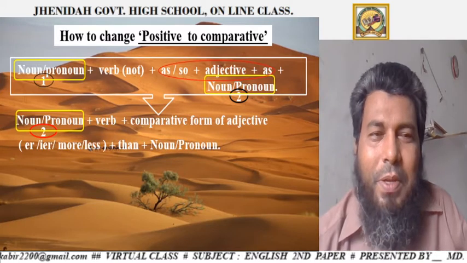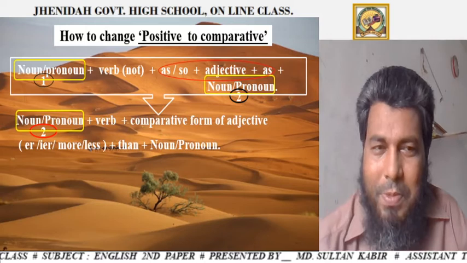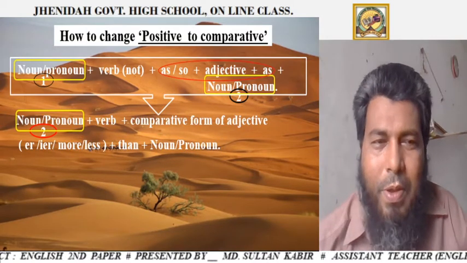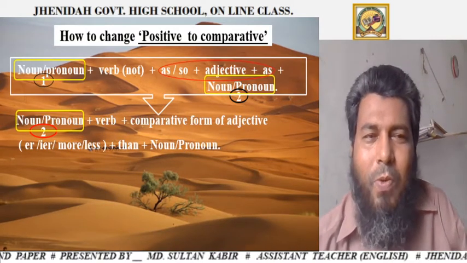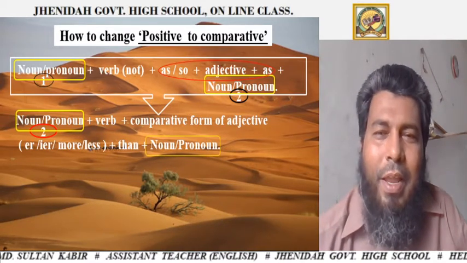And here you cannot add not with the verb. Okay, and in the same way you can change the positive form of adjective to comparative one, and then the first noun or pronoun.